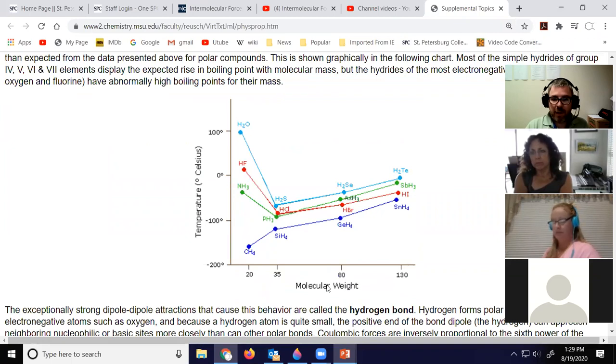So what we've got here, just so you can see what the progression is here. These are all compounds of hydrogen and certain elements. These are group 4, these are group 5, these are group 6. Sorry, I apologize. There's group 4, that's group 5, that's group 7, that's group 6.